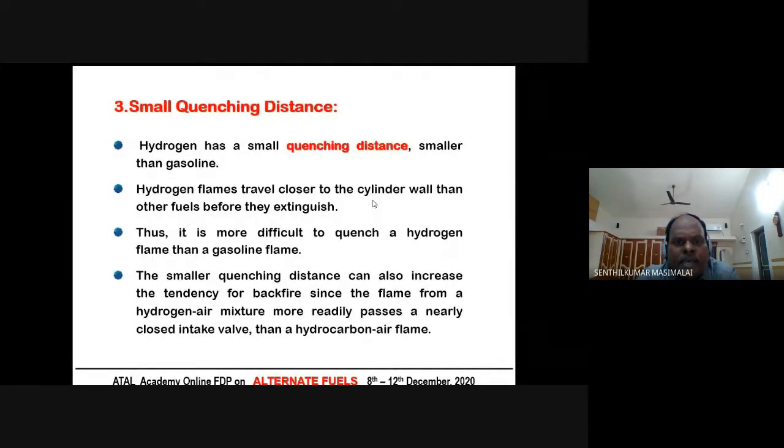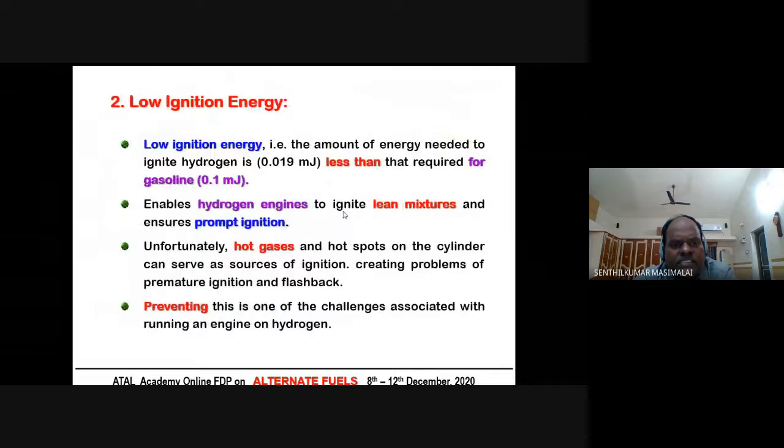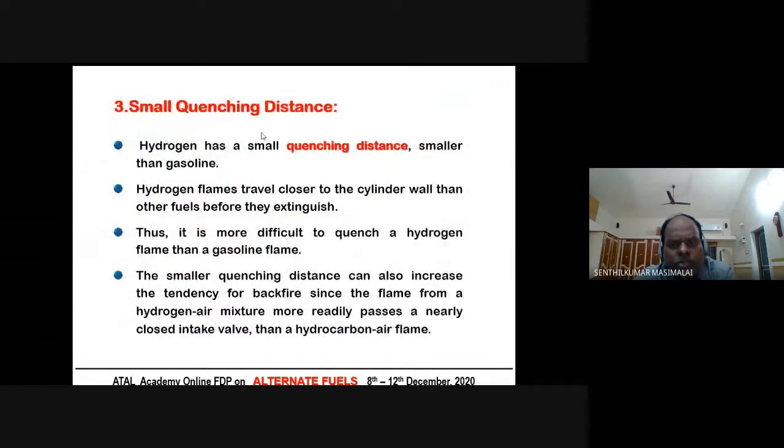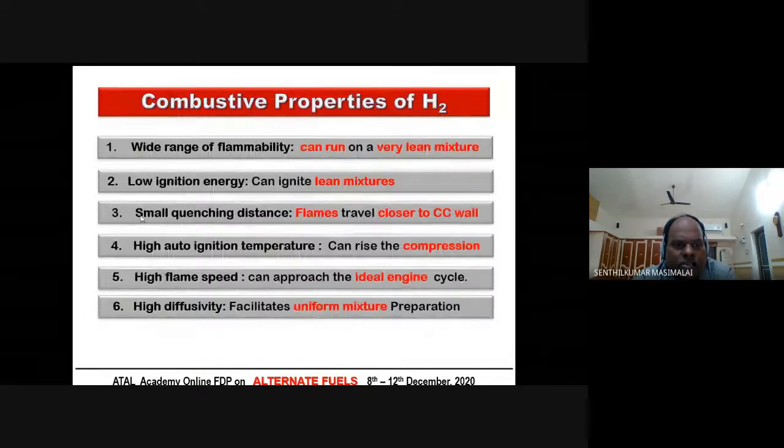But in our hydrogen case, the hydrogen flame can quickly reach the combustion chamber wall because of the small quenching distance, which is also related to high flame speed. The hydrogen flame can quickly reach the cylinder wall, the combustion chamber wall. So flame quenching will be eliminated in our hydrogen fueled engine. So with small quenching distance, flame quenching can be minimized if we use hydrogen as the fuel.